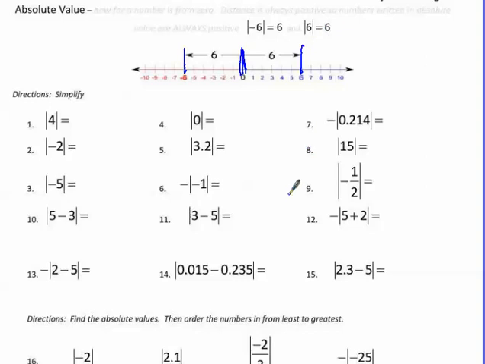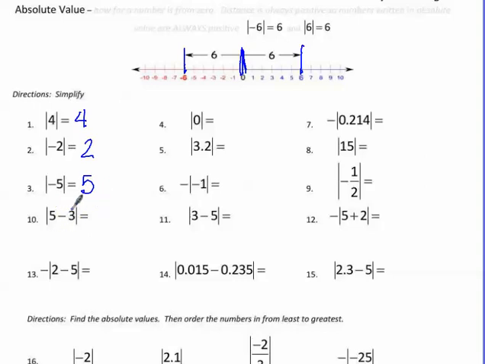Let's try this first column together. Absolute value of 4. 4 is 4 units from 0. So the absolute value of 4 is 4. Absolute value of -2. -2 is 2 units from 0. So the answer is 2. Absolute value of -5. -5 is 5 units from 0. So the answer is 5.